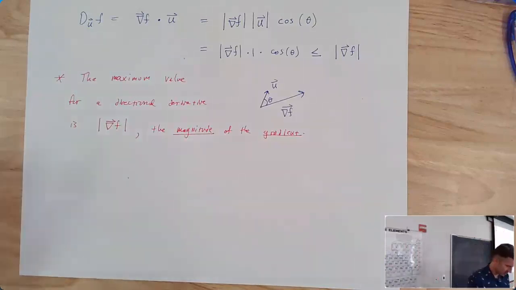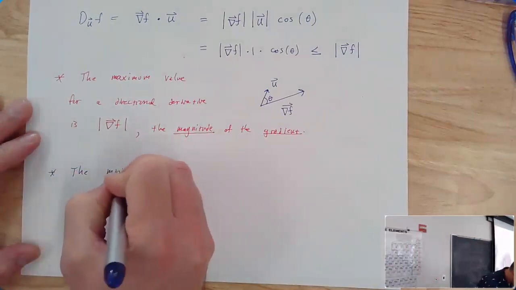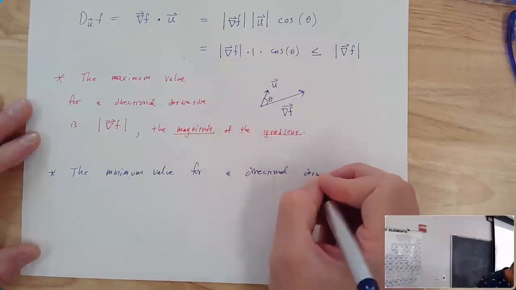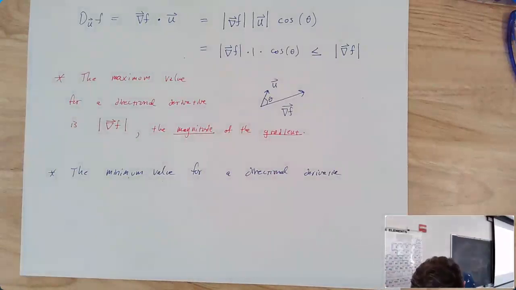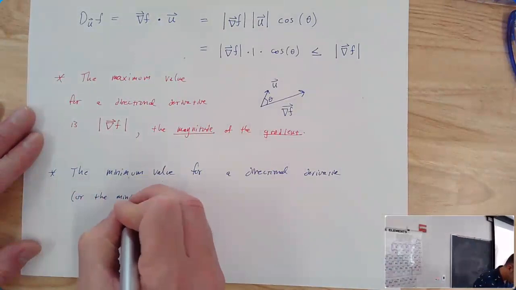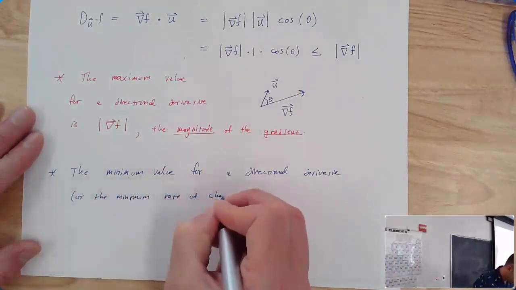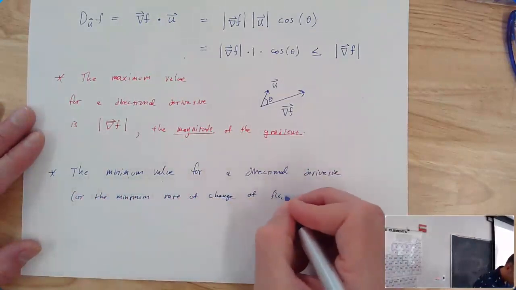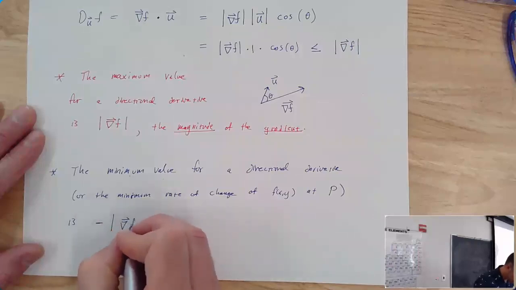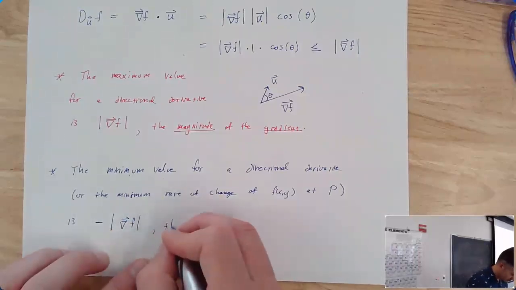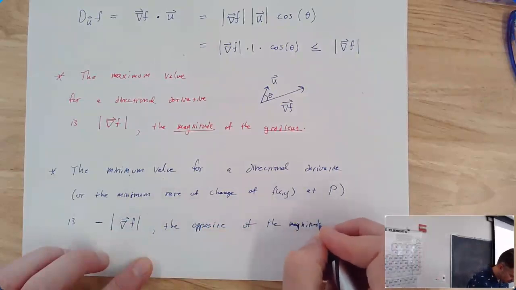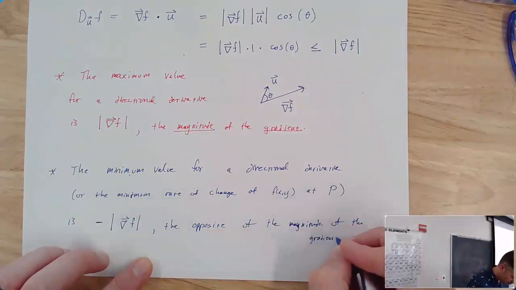So it's really excellent that, in fact, let's write it down. The minimum value for a directional derivative, or as they phrase it over here, the minimum rate of change of your function at a particular point, is the negative of the magnitude of the gradient. The negative, or the opposite, of the magnitude of the gradient. Cool.